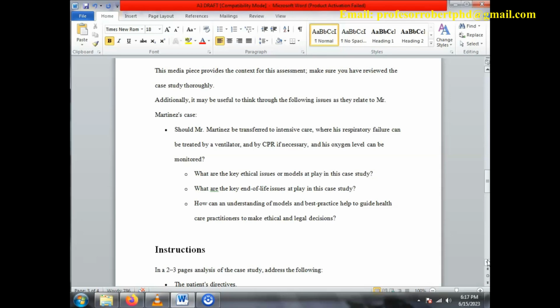What are the key ethical issues or models at play in this case study? What are the key end-of-life issues at play in this case study? How can an understanding of models and best practice help to guide healthcare practitioners to make ethical and legal decisions?